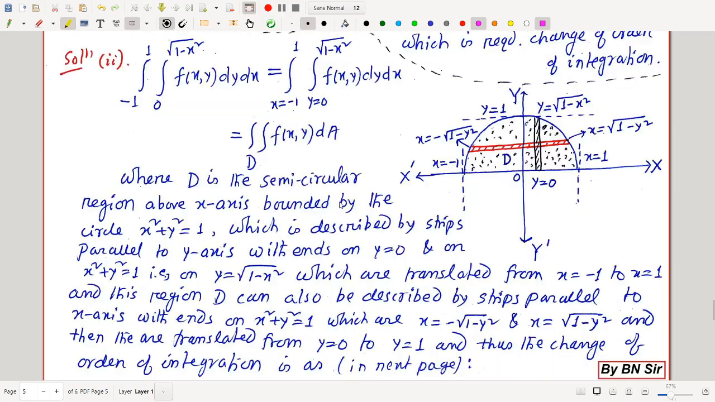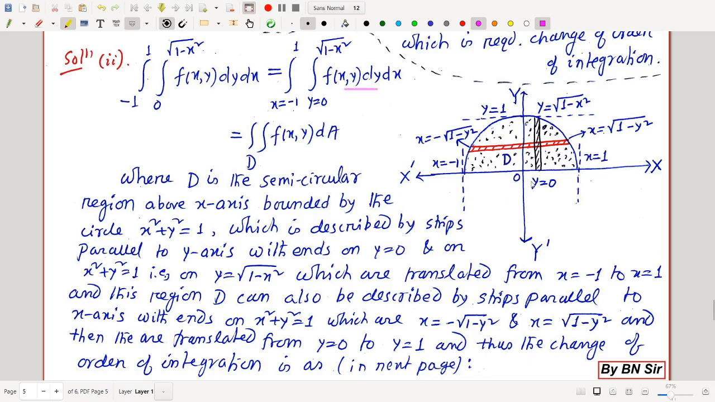What is D here? Now let us see. D is the semicircular region above the x axis bounded by the circle x square plus y square equal to 1. See, when we write y equal to root over 1 minus x square, if we square it we get x square plus y square equal to 1. So the circle, y equal to 0 to that, means y is positive here, so that's why above the x axis. So it is the semicircular region above the x axis bounded by the circle x square plus y square equal to 1, center origin, radius 1, which is described by strips parallel to the y axis as given, because integration with respect to y is first here.